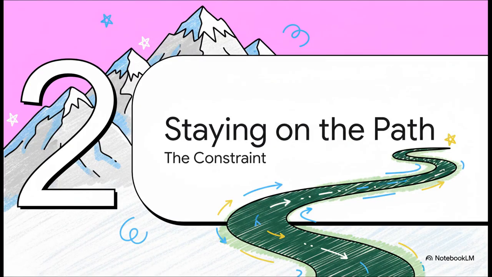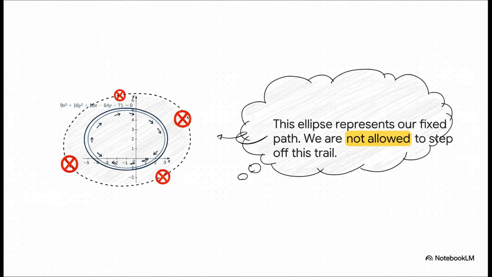All right, now for the second piece of our puzzle. We've got the map of the mountain, but remember that catch? We can't go just anywhere. We have to stick to our designated trail. This ellipse you see here is our trail. This is our constraint. The equation is just the math that defines the path, but the important idea is super simple. We can be anywhere on this trail, but we absolutely cannot step off it. This is our entire world of possible options.